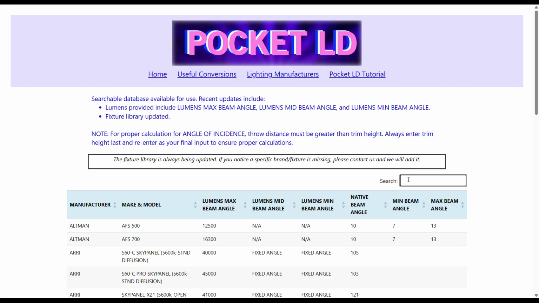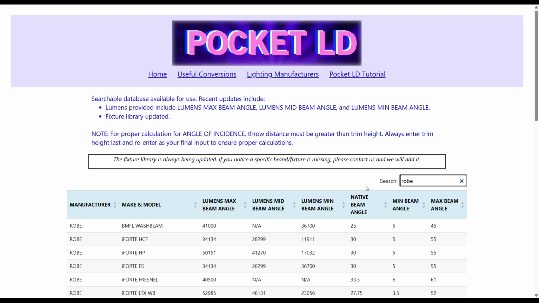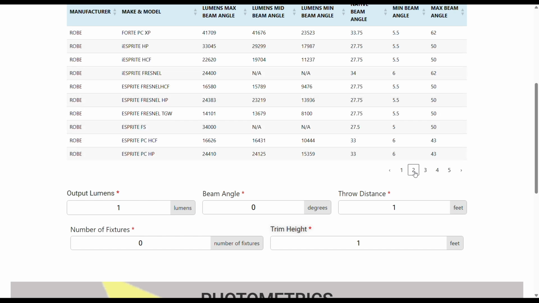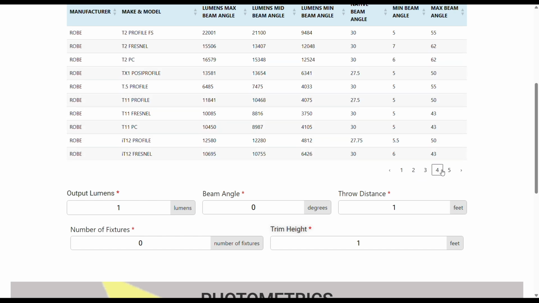For this example, we're going to use a Roby fixture. We're going to type Roby into the search tab. You'll notice there are 10 search result lines per page, and to the right on the bottom are your pages. You can click on each one or click the arrows corresponding.